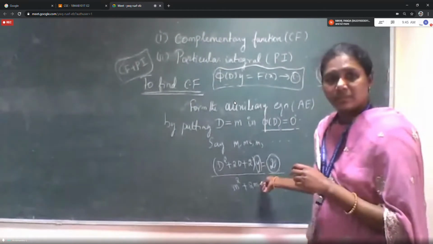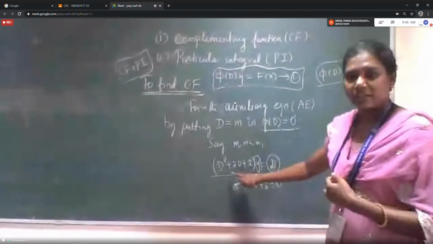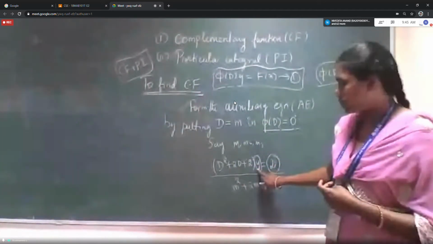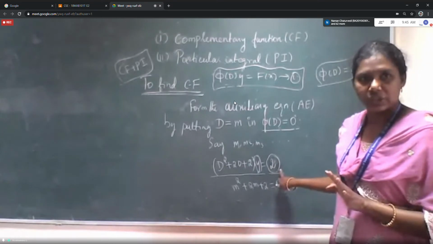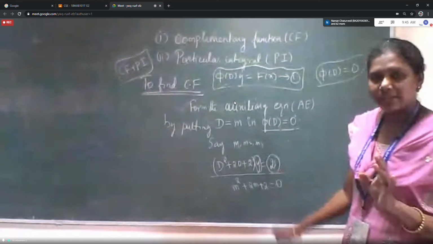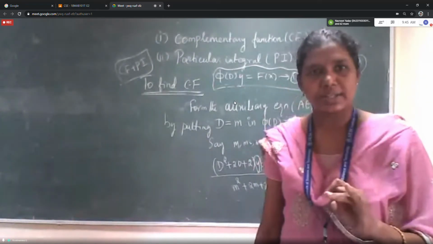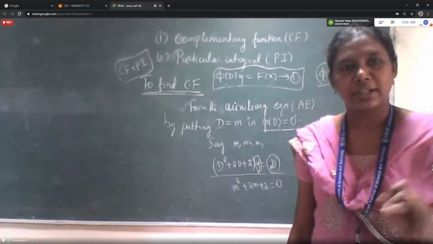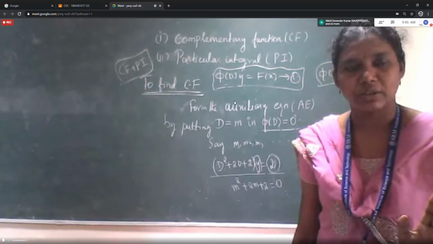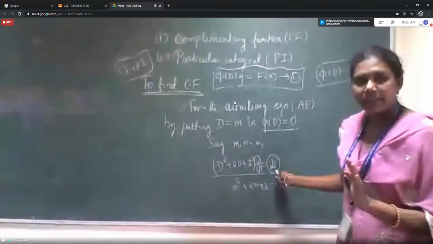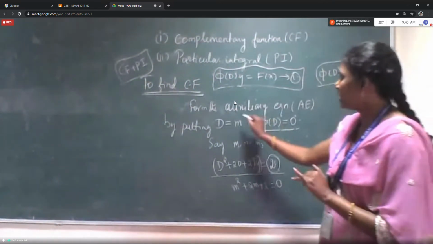Example. This is our given equation: D squared plus 2D plus 2 into y equal to 2. Find the solution for this equation. First, the complementary function, and then second is the particular integral. Finally, adding CF plus PI, we'll get the final solution. If you want to find the complementary function, first we need to write the auxiliary equation.